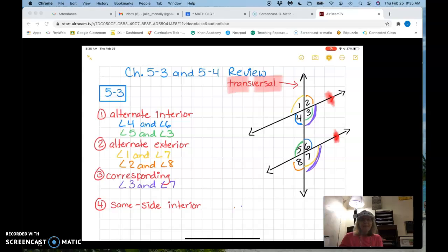Okay. And then what else is corresponding? There's going to be a lot for this one. There's going to be 4 different sets. 1 and 8. 4 and 8. There you go. So 4 and 8 are in the same position because they're both below the parallel line and they're both to the left of the transversal.